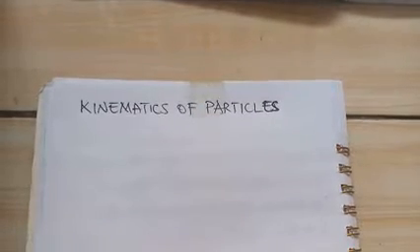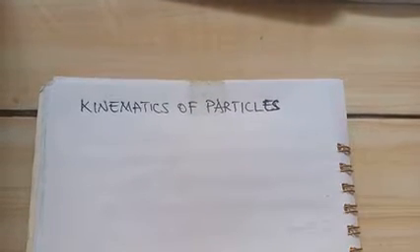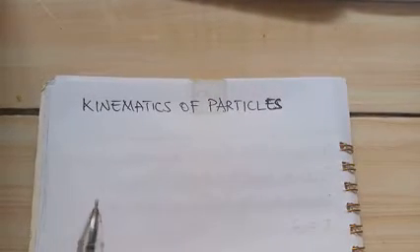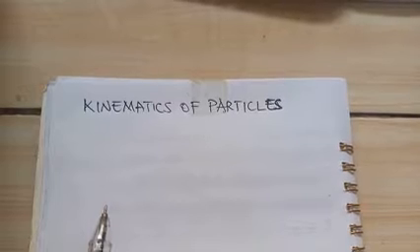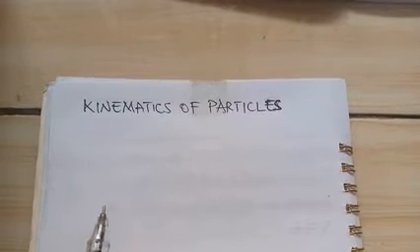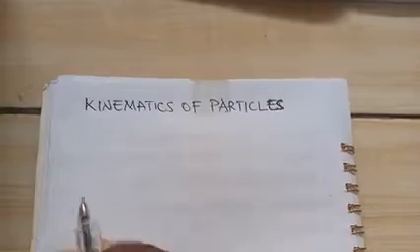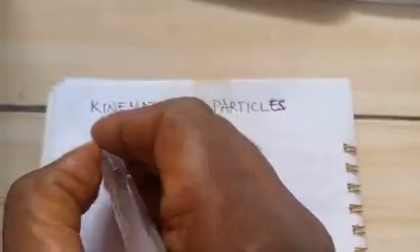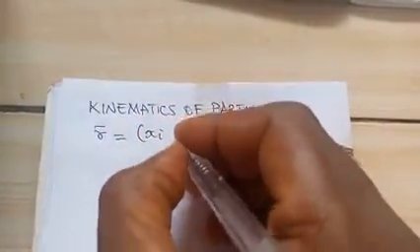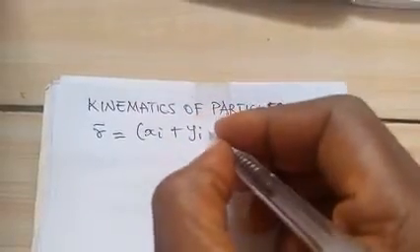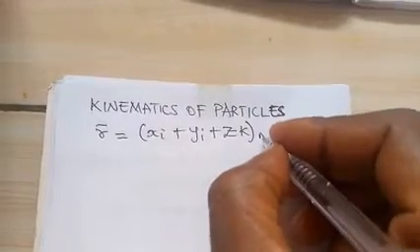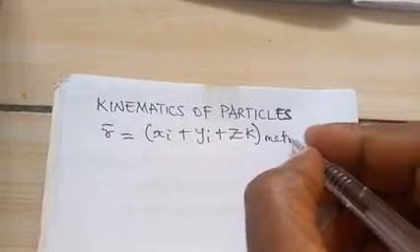In this video, we're going to talk about the kinematics of particles. Now, kinematics of particles is an aspect of mathematics that deals with the geometry of the motion of a particle. It is a parametric function whose position vector is given as r equals xi plus yj plus zk. Now this is position and it is in meters.